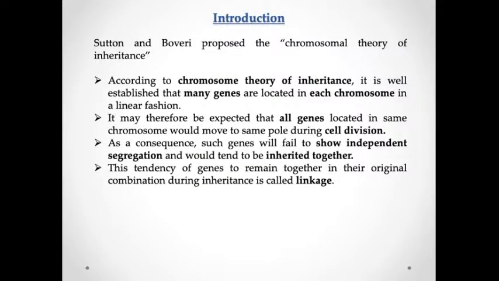So Sutton and Boveri, as we have discussed, gave the chromosomal theory of inheritance. According to the chromosomal theory of inheritance, it is well established that many genes are located in each chromosome in linear fashion. It may therefore be expected that all genes located in the same chromosome would move to the same pole during cell division. As a consequence, such genes will fail to show independent segregation and would tend to be inherited together. This tendency of genes to remain together in their original combinations during inheritance is called linkage.